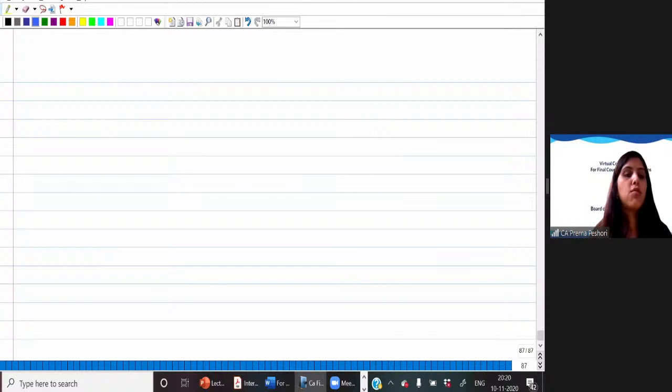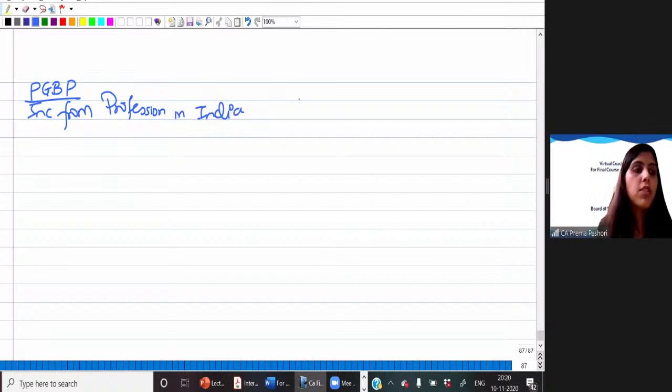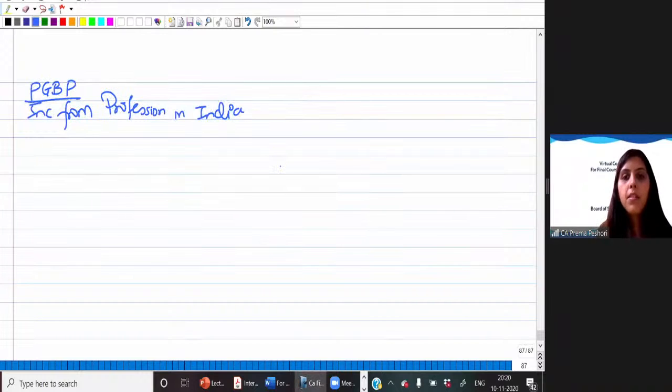So Kalpesh, aged 56 years, has furnished the following incomes. Income from profession carried on in India. So first is under PGBP. Income from profession in India, how much is that? 6 lakh. It is coming to 6 lakh, right?